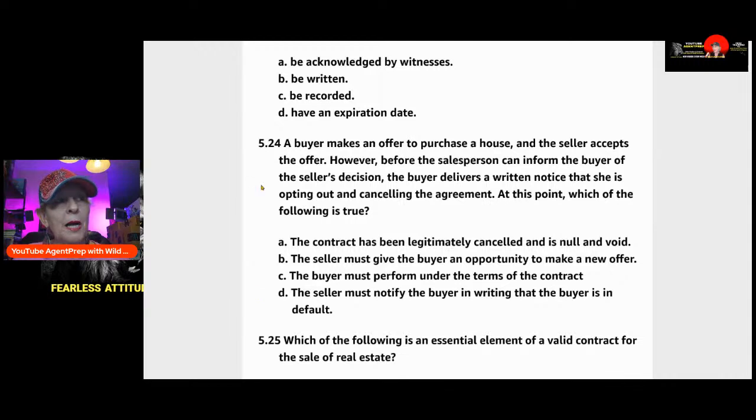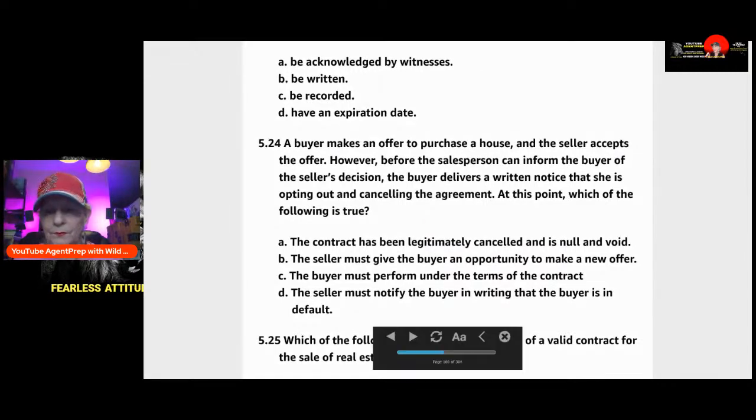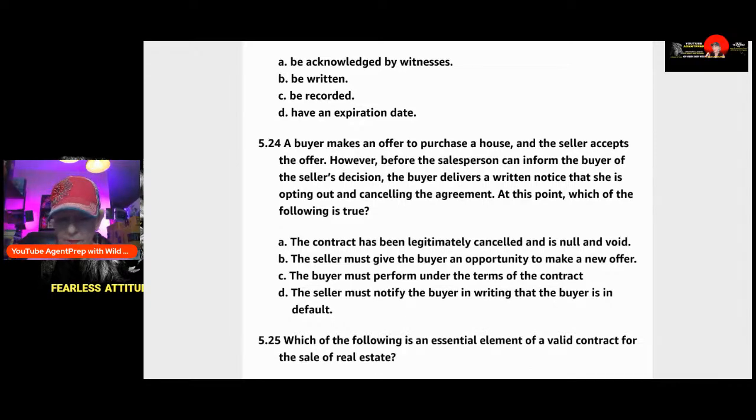Okay, so the buyer makes an offer and the seller accepts, and then the buyer delivers a written notice to terminate, to opt out. So what happens then? The answer here is A. You may have to watch the replay.